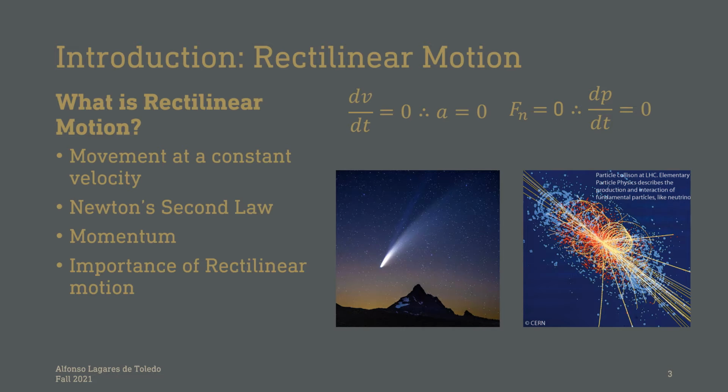Not only that, but every object follows rectilinear motion if forces are not applied to it. From subatomic particles to asteroids, if the net force acting on an object is approximately zero, their movement can be accurately described following the equations derived from this motion.